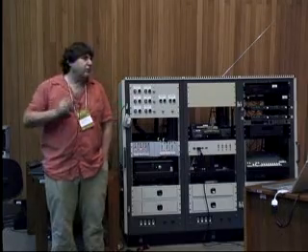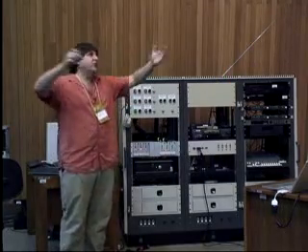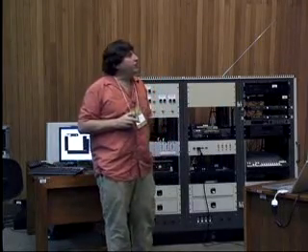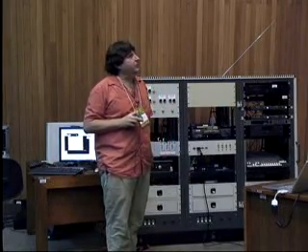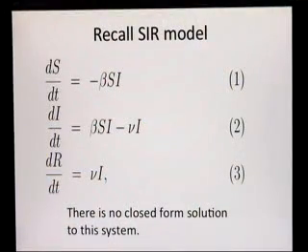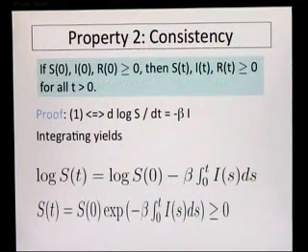Now, there are several ways of seeing this. Actually, there are several ways of seeing everything that I'm doing. The easiest way of doing this is to just rewrite the first equation. Take the first equation and divide both sides by S. So the left-hand side is the logarithmic derivative of S. The right-hand side is minus beta times I. And then you just integrate.